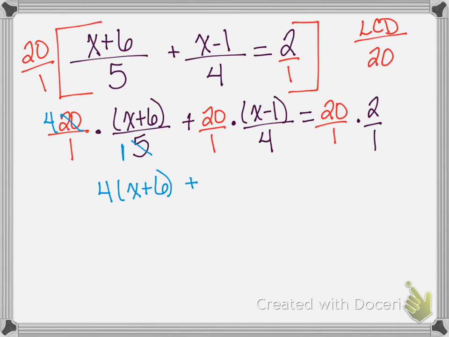Okay, anybody want to try the next one? Okay. 4 goes into 4 once, and 4 can go into 20 5 times. Perfect. So then we have 5 times (x minus 1). Now, on our last part, nothing cancels. So what do I do with the 20 and the 2? Multiply them together. Absolutely. Okay. Now, this is a problem you know how to solve. So I'm going to give you about 2 minutes to solve this.